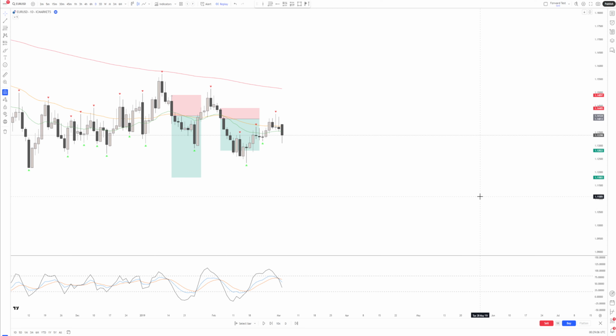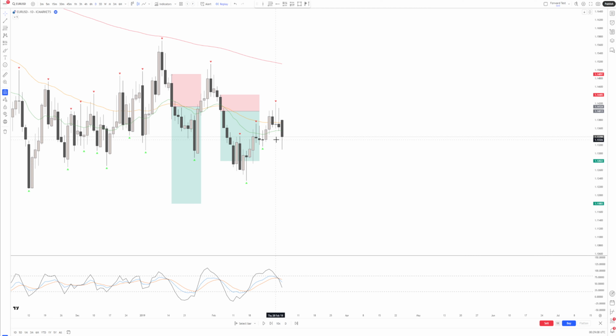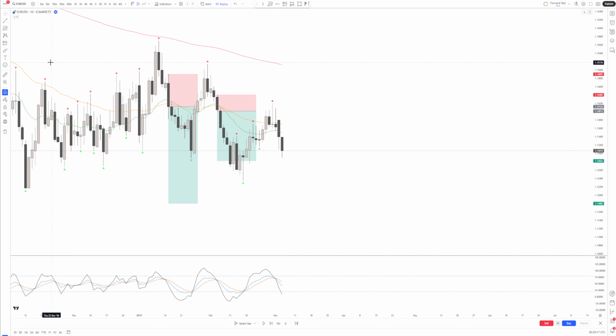Okay, not quite. Okay, we have got a potential trade over here. The only downside is I don't like this wick, so let's wait for the next day. Okay, that's not too bad.